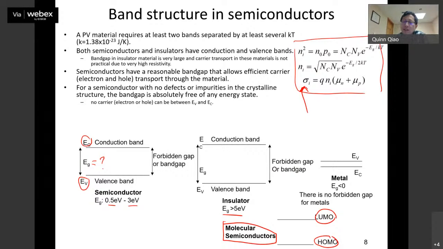Since in silicon you have both electrons and holes, both electrons and holes have their own mobility. That's why the entire conductivity equals the electron conductivity plus the hole conductivity. q ni mu n is the electron conductivity, and q ni mu p is the hole conductivity. You add them together, and that's the total conductivity for the silicon wafer.